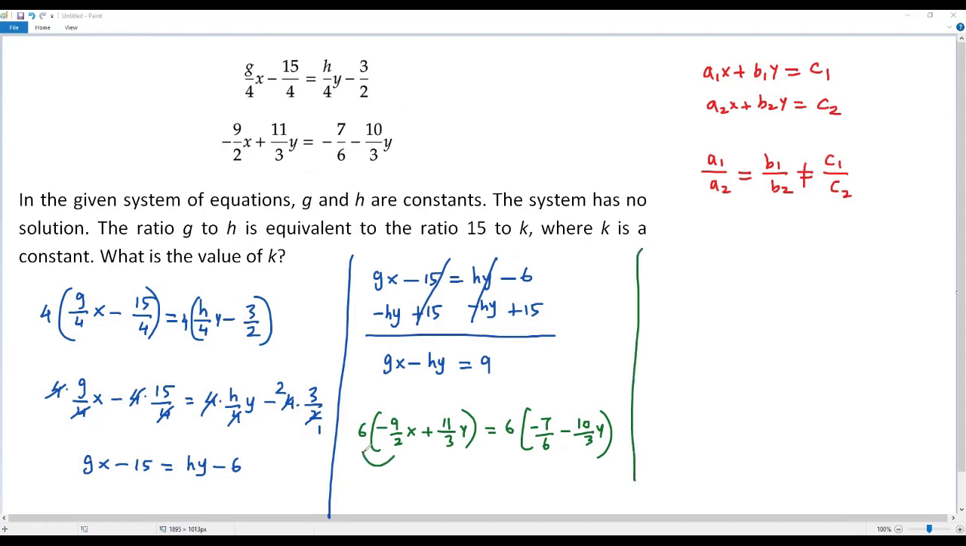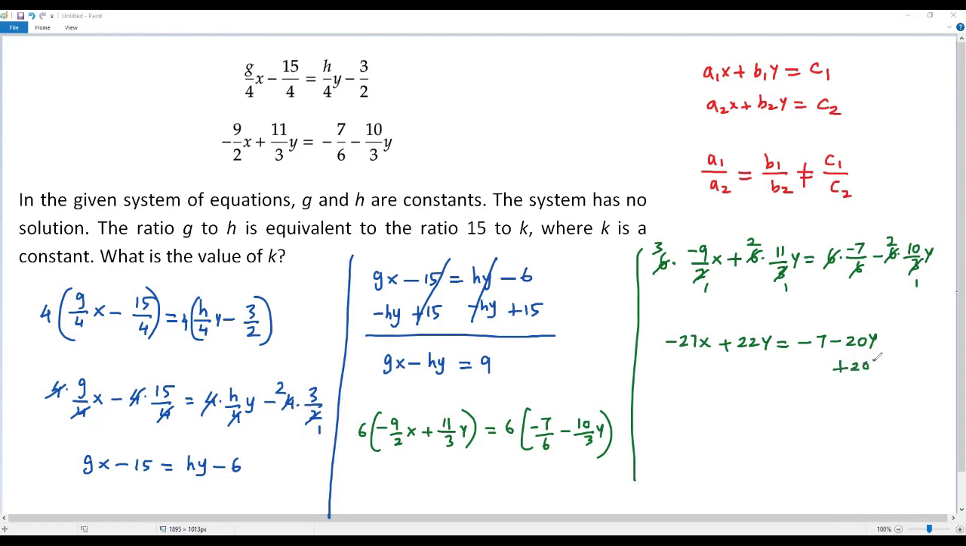Now we can distribute this 6 to each term. Then I'm getting 6 times (−9/2)x + 6 times (11/3)y equals 6 times (−7/6) − 6 times (10/3)y. Here 2 goes into 2 one time and 2 goes into 6 three times. Here 3 goes into 3 one time and 3 goes into 6 two times, and the 6 will cancel out. Here 3 goes into 3 one time and 3 goes into 6 two times. 3 times −9x is −27x, and 2 times 11y is positive 22y, equals −7. Then −2 times 10y is −20y.